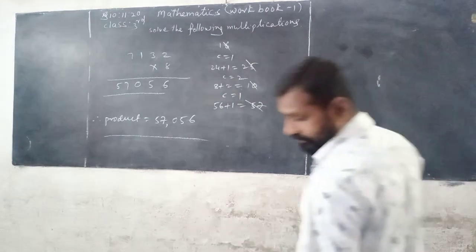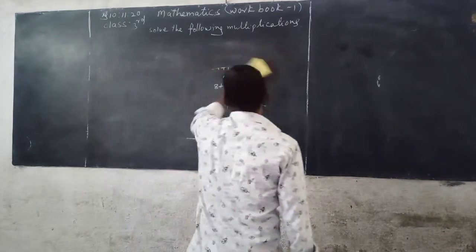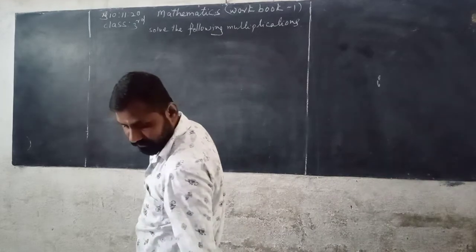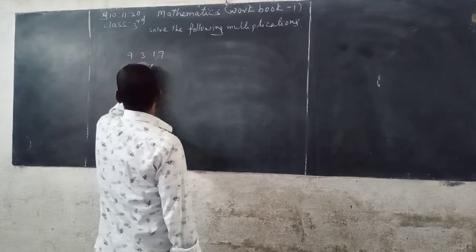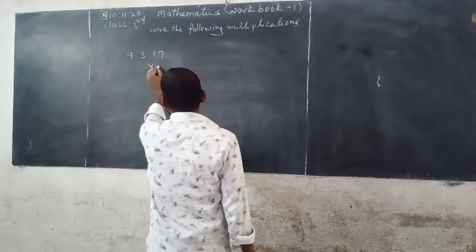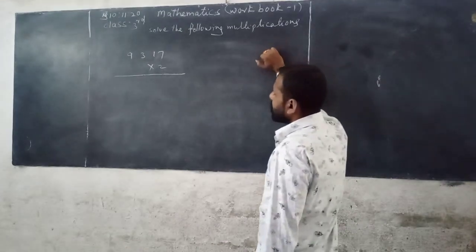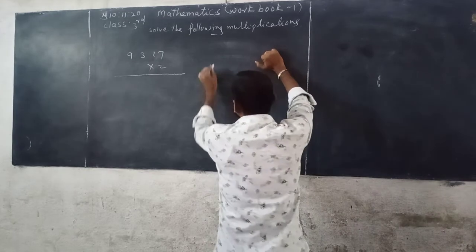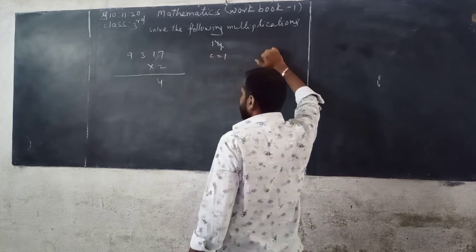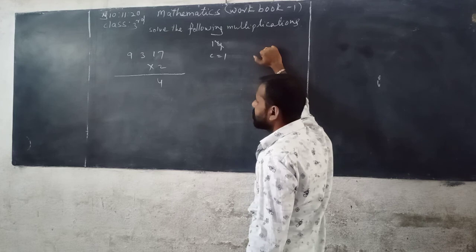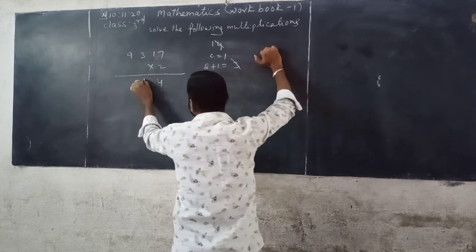Now next one, 9,317 into 2. First, write the given number in column form according to their places. First we multiply the digits in the ones place, that is 7 with 2. 2 7s are 14. In it, 4 is taken and written down in the ones column of the product, and carry 1. Next we multiply the digits in the tens place, that is 1 with 2. 2 1s are 2. 1 is added to 2. 2 plus 1, you get 3, written down in the tens column of the product.